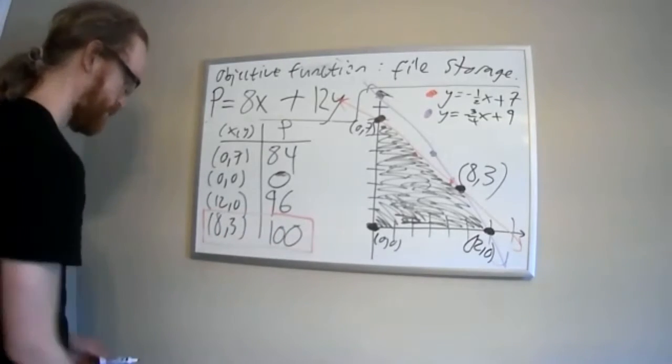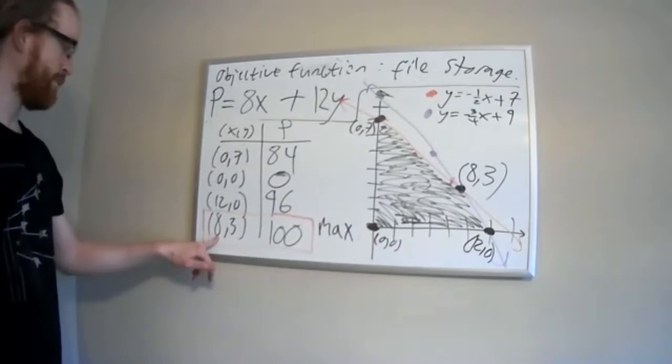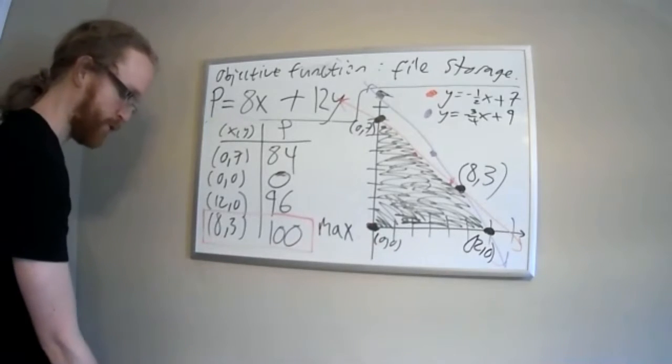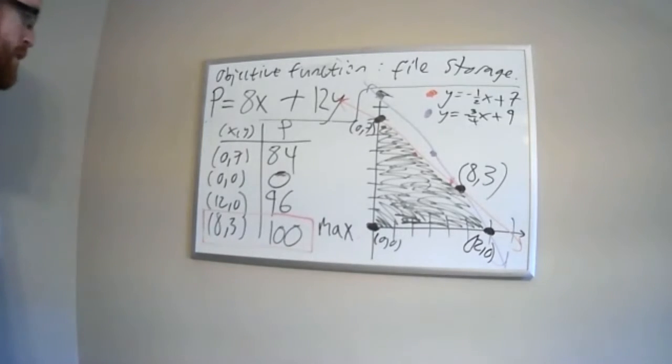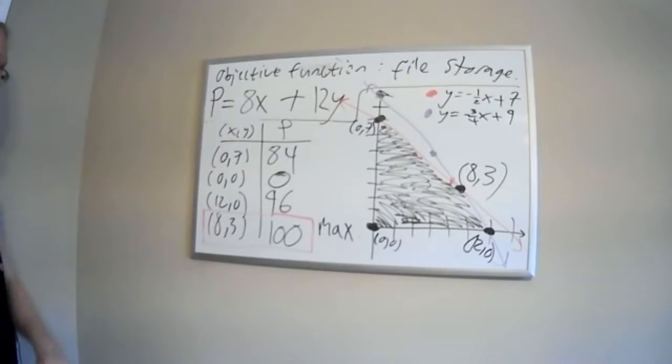Here's our max. Our maximum is 100, and I can get it by purchasing 8 of cabinet X and 3 of cabinet Y. That's the best combination of the two with the amount of money that I have and the amount of floor space that I have available. This is my best option. So if I buy 8 of cabinet X and 3 of cabinet Y, I will get 100 cubic feet of file storage, and that's the best I can do.